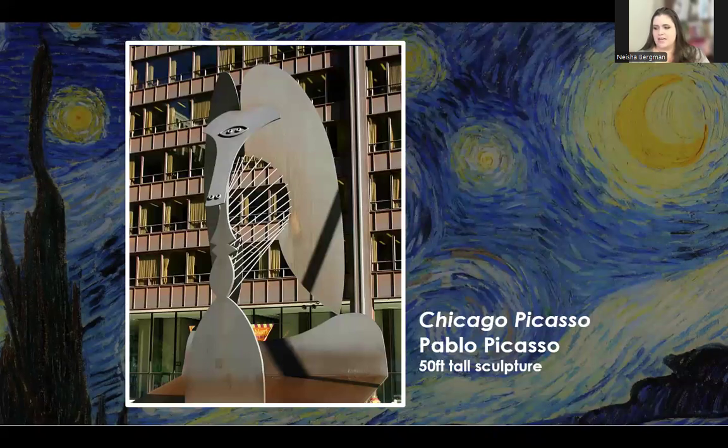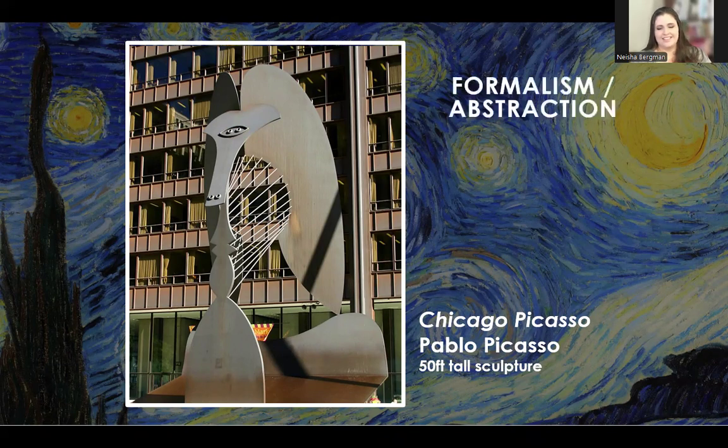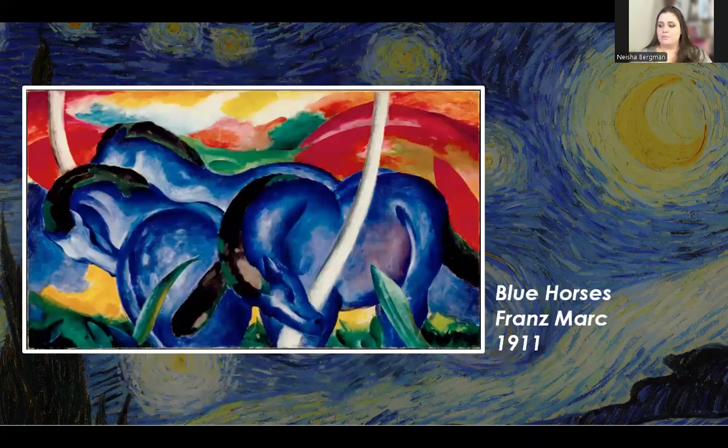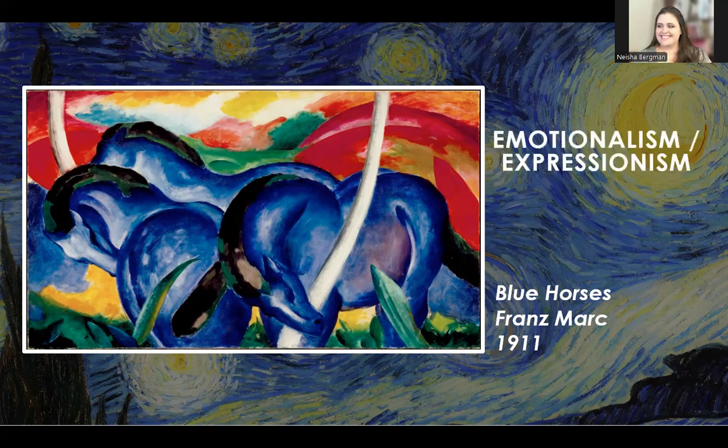Chicago Picasso by Pablo Picasso. I love the name. Honestly, I know it's not supposed to represent anything, but you can't tell me this does not look like Rafiki. Which aesthetic theory would you use to judge the value of this particular piece? Formalism and abstraction. Blue Horses by Franz Marc. Which aesthetic theory would be best to judge its value? Going to be emotionalism and expressionism.